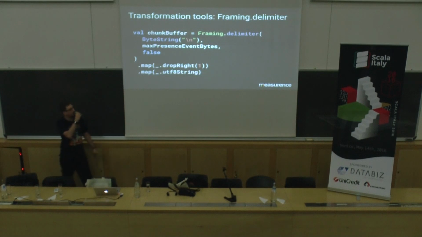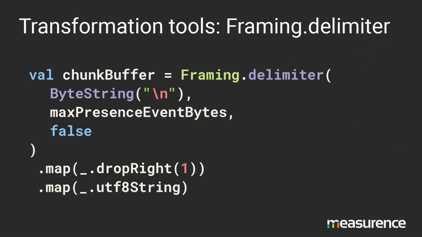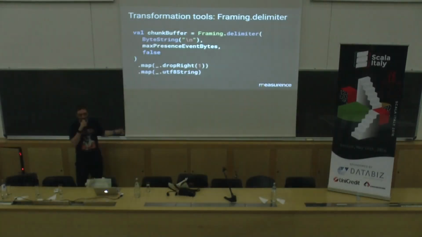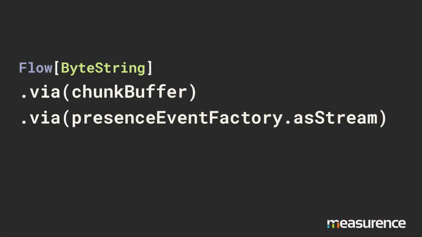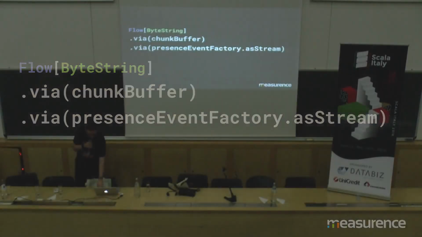The chunk buffer is implemented using one of the main utilities of Akka Stream, in this case the framing delimiter. We just specify our separator, and then apply some transformation to remove the separator and make it a string, and we are done with it. Next step is to transform these strings into objects that represent our event, but this part is not interesting, so we skip it.